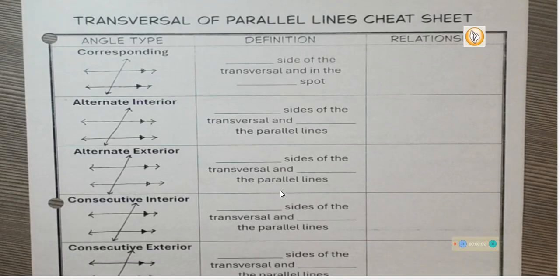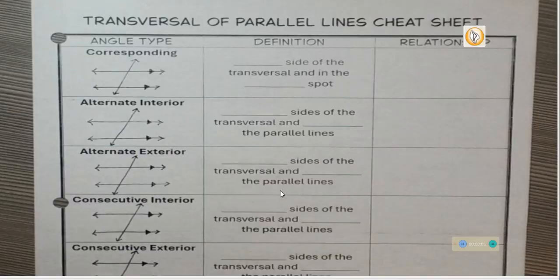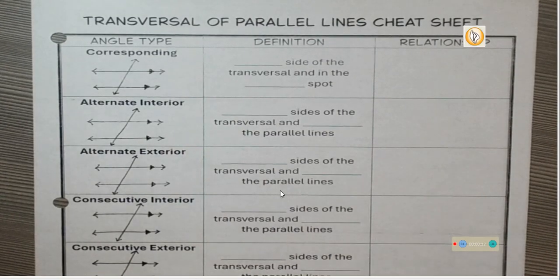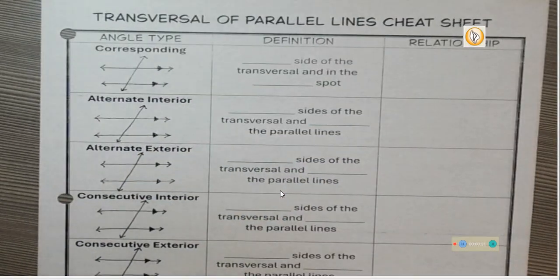All right, so I'm going to have everything about a transversal of parallel lines on this one paper. That's why I called it a cheat sheet. Everything localized in one spot. So the first thing we need to do is be able to recognize the types of angles, their relationship, know the definition, and know what that means.